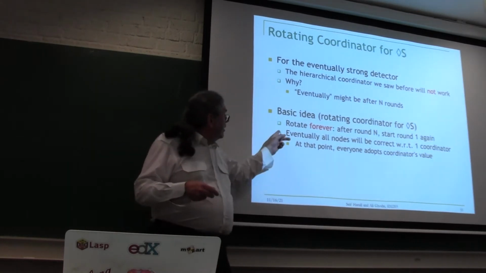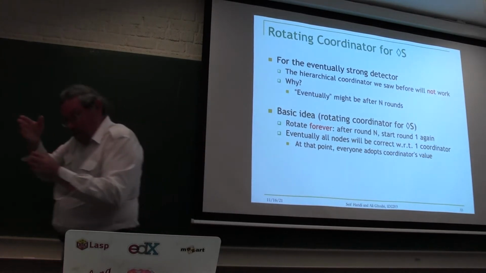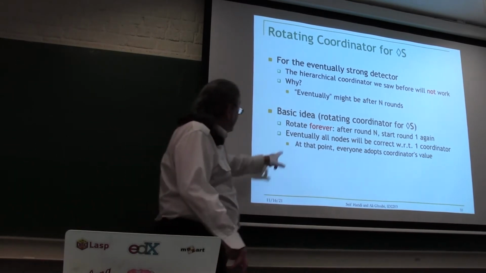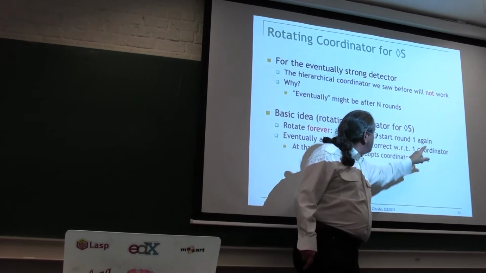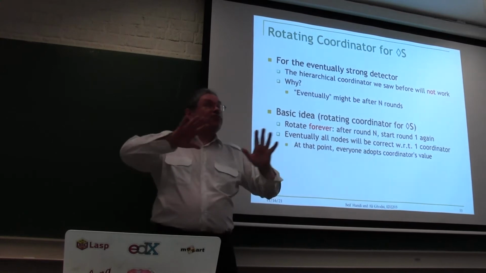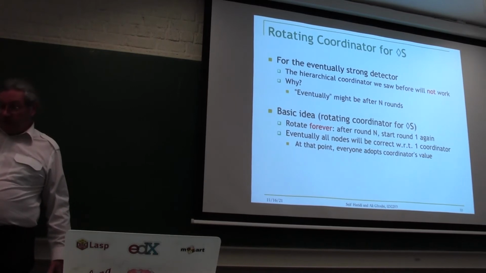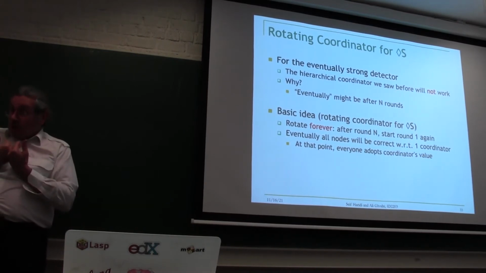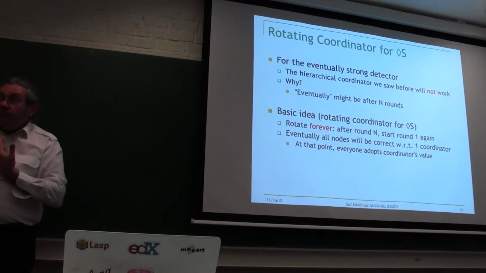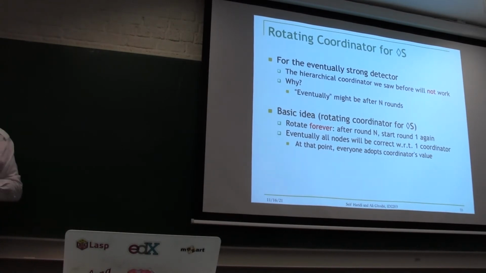Okay? And at some point during that circulation, the one node, you won't be making mistakes anymore. Eventually, all nodes will be correct with respect to one coordinator. At some point in the future, there will be one coordinator and nobody will falsely suspect it. That means they will all receive messages from it. They will not think it's failed, so they will all receive the value it proposes, and from that point onwards, they will all have the same value.